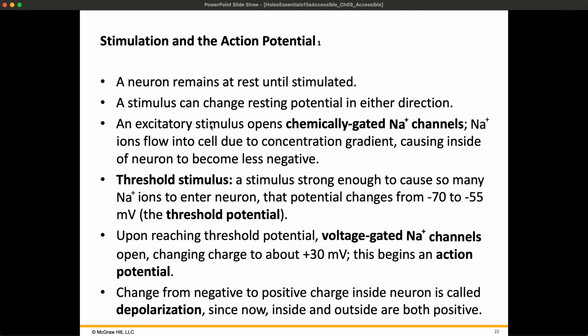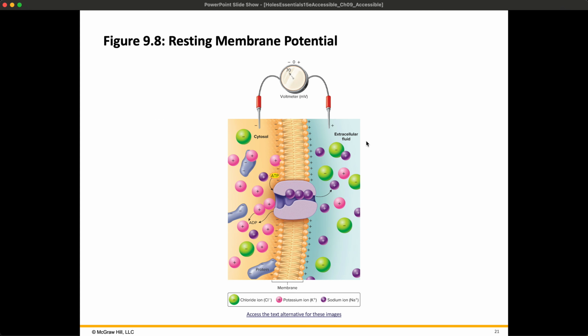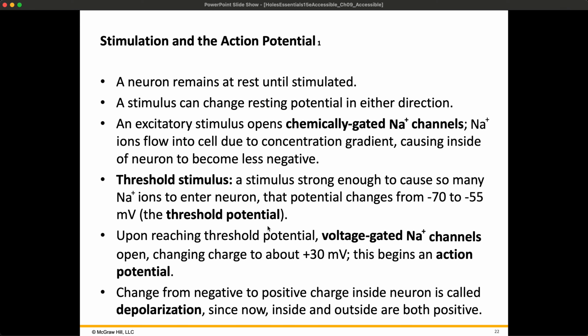You have an excitatory stimulus that opens chemically gated sodium channels. Those sodium ions flow in due to their concentration gradient, and the neuron becomes less negative. Remember, there's more sodium on the outside of the cell, and so there's more sodium that's going to be stuck here on the inside of the cell, and so it will make it less negative as you have more coming in.